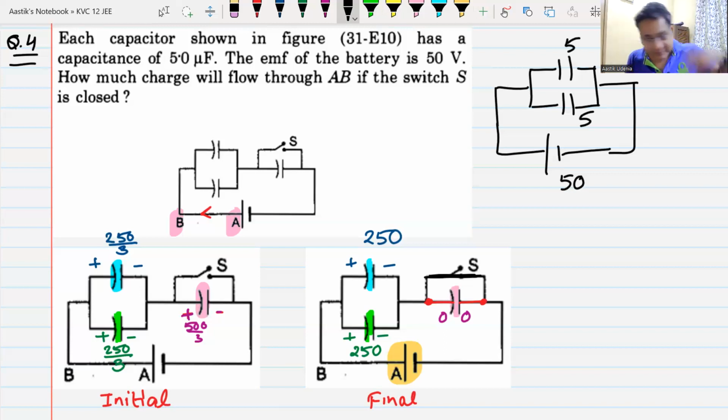So, my happiness apart, the question still remains to be solved. We have to find out the charge flown through the switch. How are you going to find the charge flown from A to B? That still remains a question.